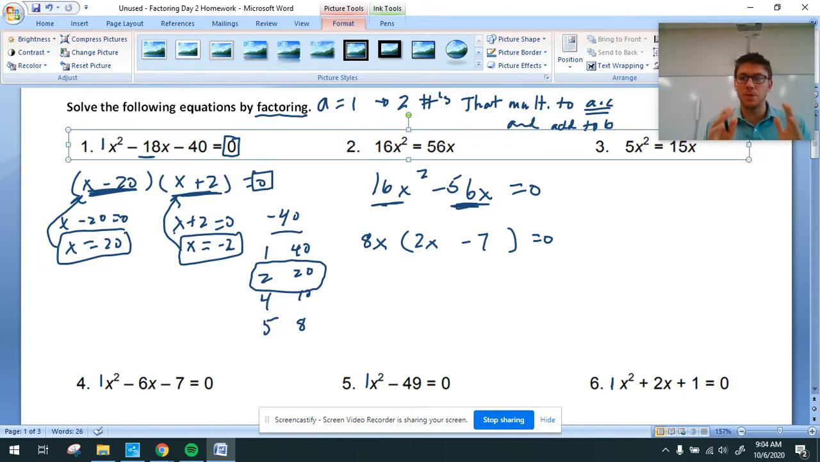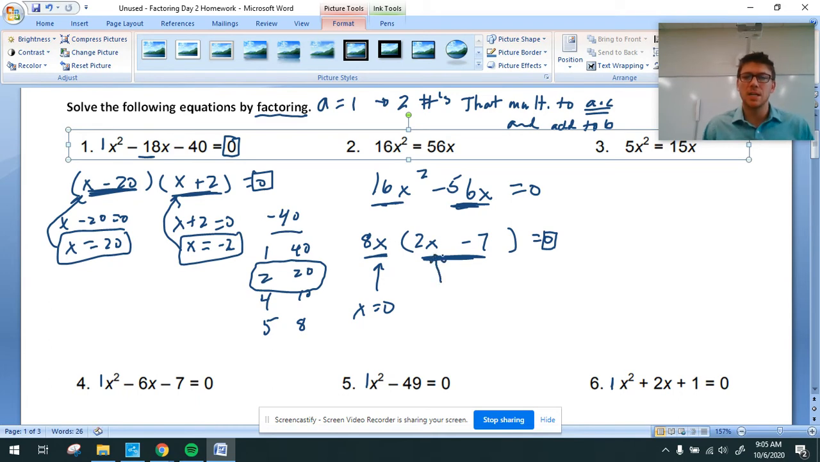And notice how it's broken up into the smaller pieces. So if I want to know what makes it equal to 0, I find what makes each individual piece equal to 0. So this one, if I plug a 0 in for x, this makes it 8 times 0, which is 0.